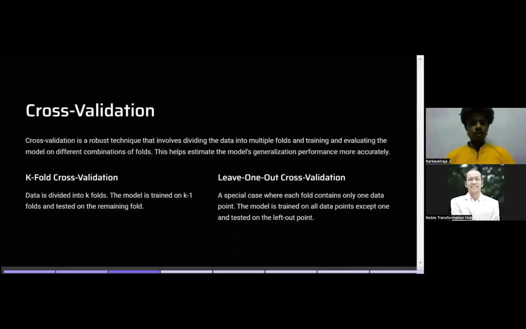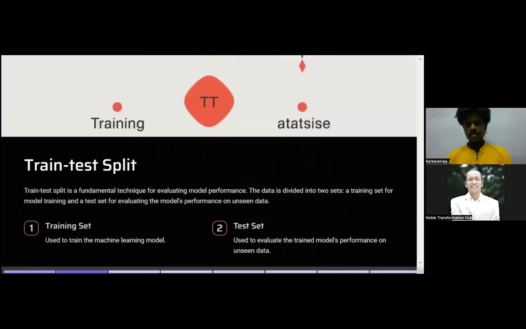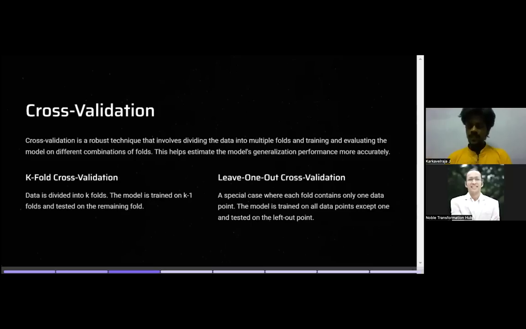Okay, moving on to the next thing. We have now discussed train test split. Now cross validation, guys. Cross validation is a robust technique that involves dividing the data into multiple folds and training and evaluating the models on different combinations of folds. This helps to estimate the model's generalization performance more accurately.